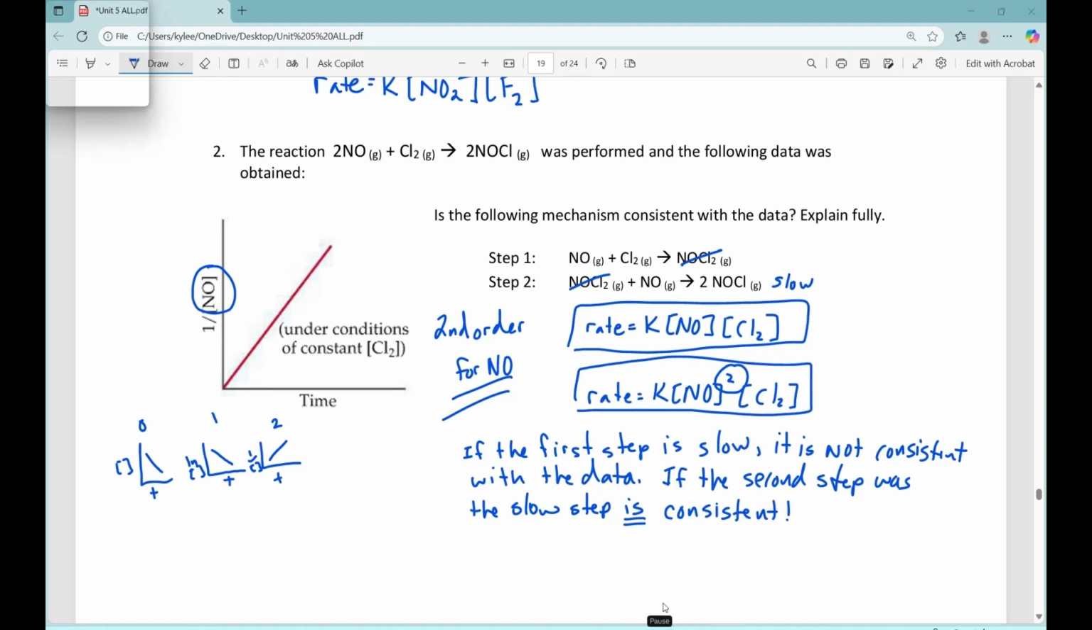That is all I have for 5.8. Again, it's kind of bringing back some of these things that we've already talked about in regards to the rate equation and mechanisms and mashing them together.